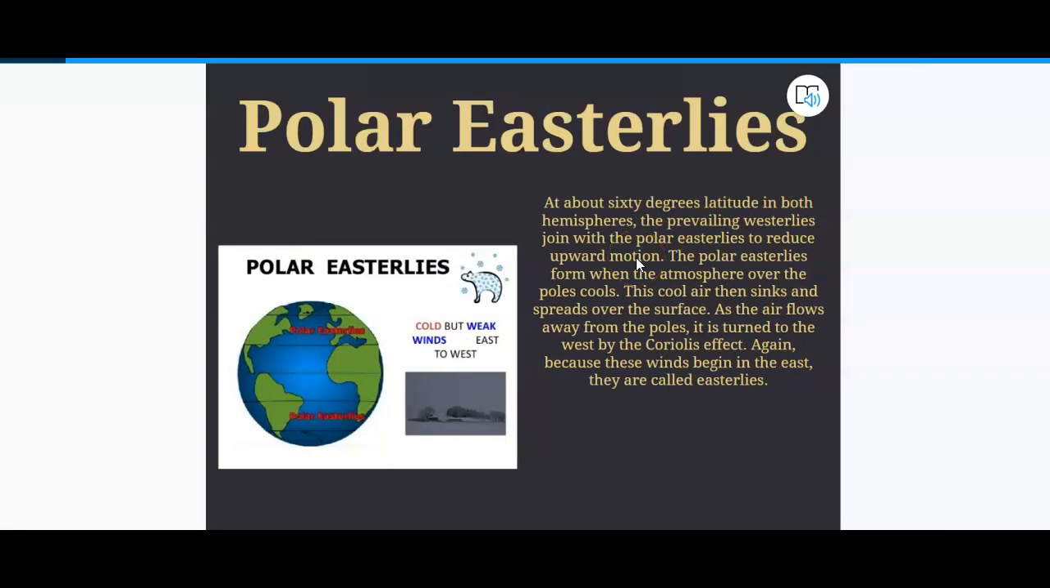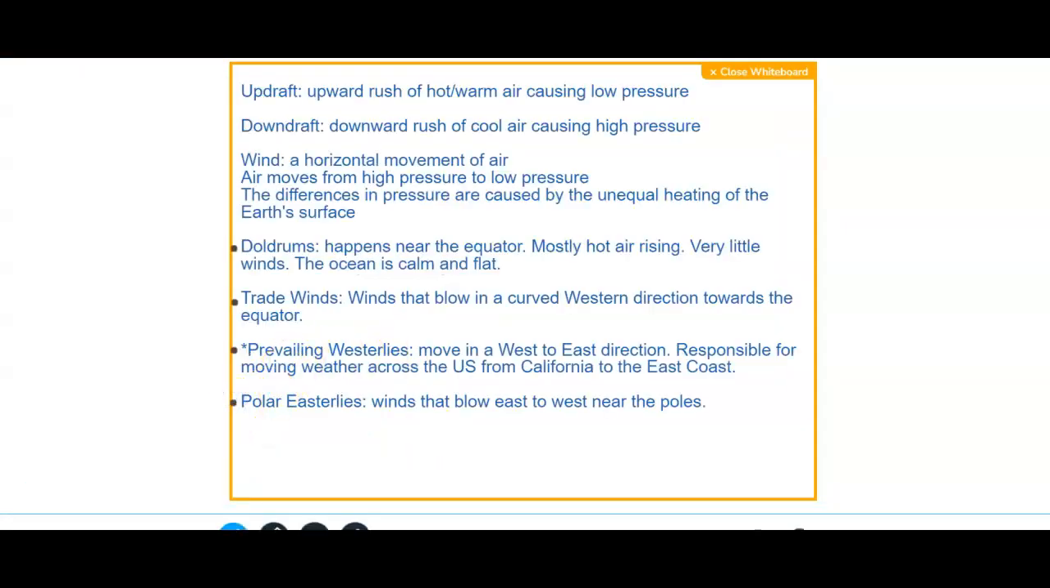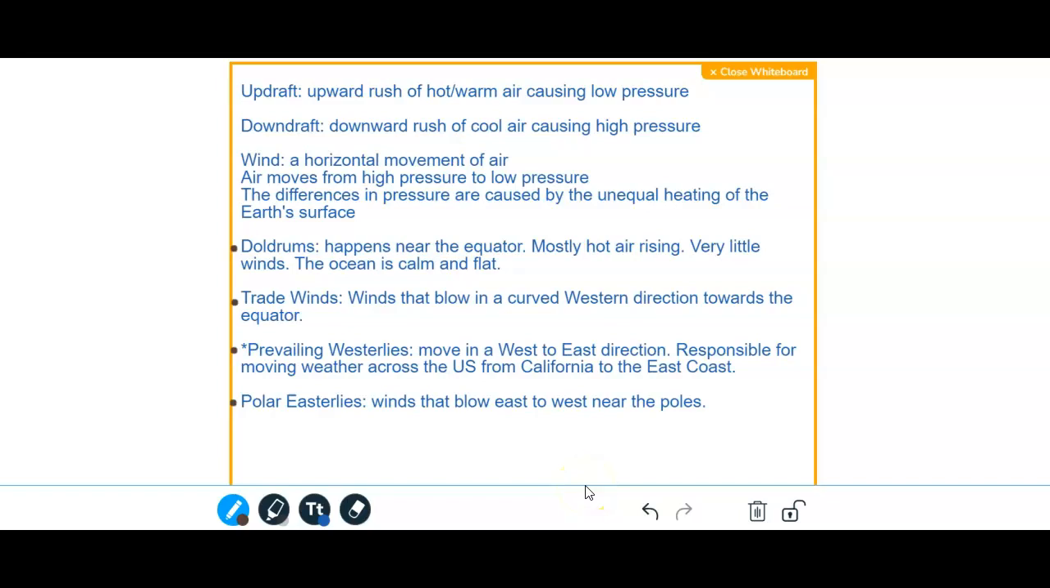Not a shock. These are winds that blow near and around the poles. And I know it says easterly, so you're going to think that they blow to the east. That is not correct. They begin in the east. They blow from east to west. Polar easterlies are right here. Winds that blow east to west near the poles. I'll pause and let you get that one on there.